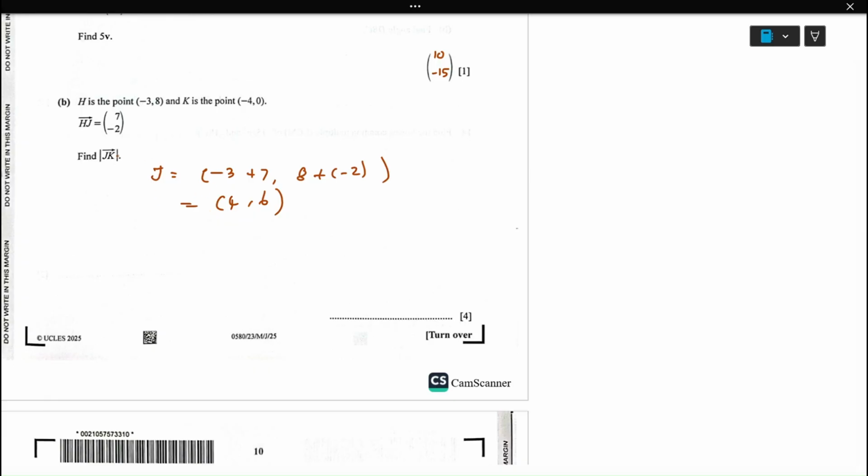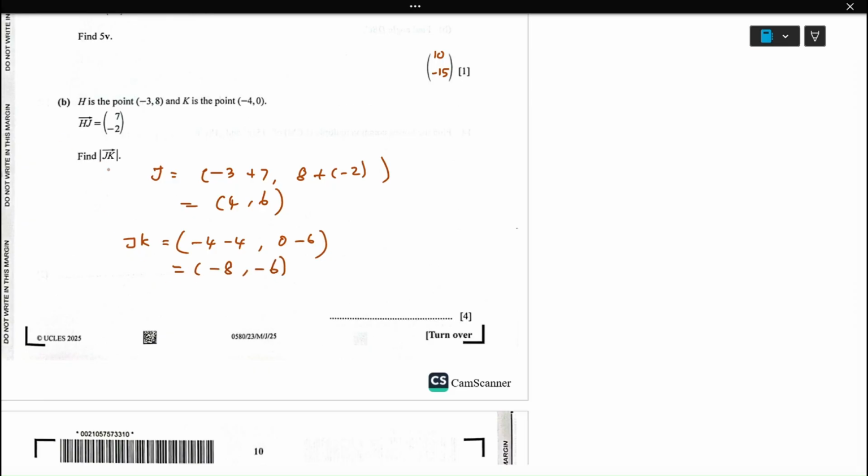That's the J answer. Next, we need to find JK. So JK: from (4, 6) to K, the distance is −4 − 4 and 0 − 6, which is going to be (−8, −6).